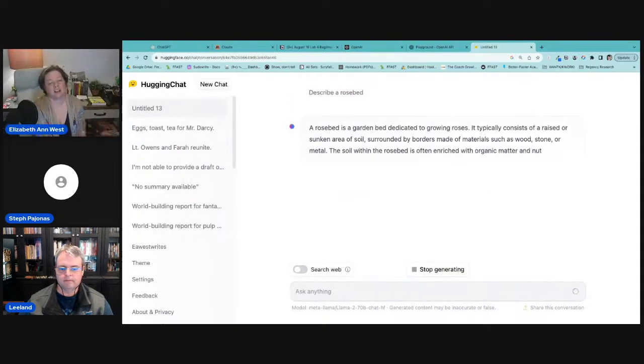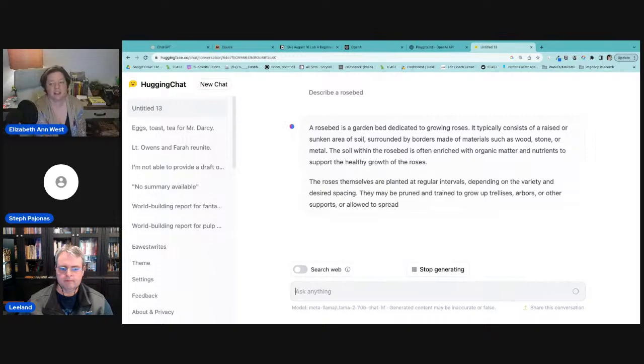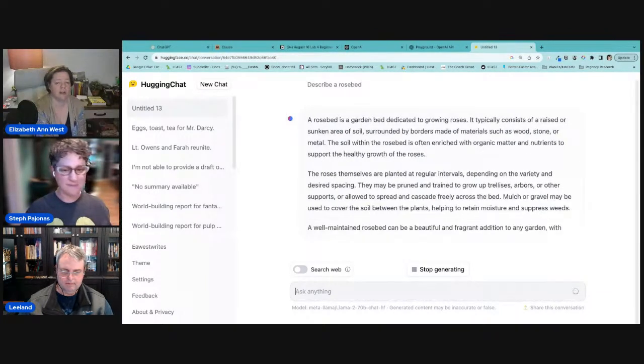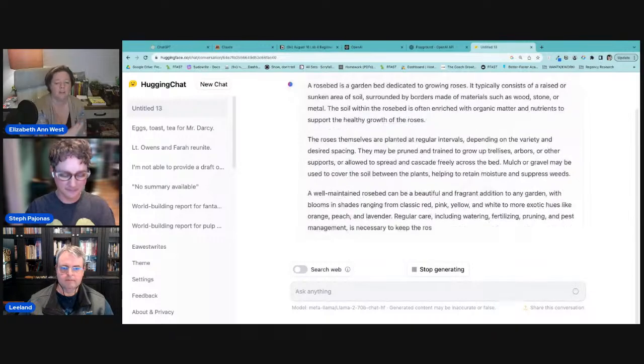A rosebud is a garden bed dedicated to growing roses. It typically consists of a raised or sunken area of soil surrounded by borders. So we got more information here. One thing that you guys might like about Hugging Chat is that it does have the ability to search the web.